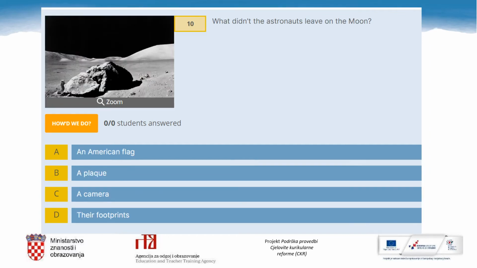And the last question. What didn't the astronauts leave on the moon? A. An American flag. B. A plaque. C. A camera. And D. Their footprints. The correct answer is C. A camera.